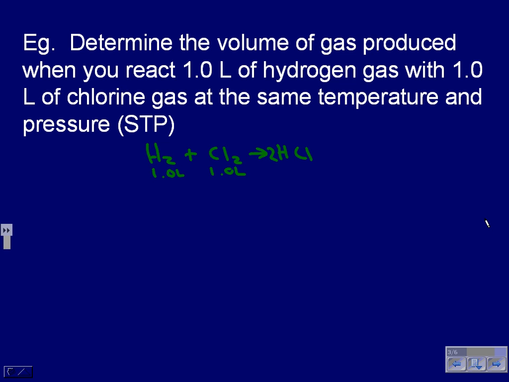What type of a problem have I got here? Yep, Esther? Limiting reagent problem. So I'm going to have to figure out how much Cl is needed, and then we're going to figure out which is limiting, and then we're going to go ahead and do that. All right, that's not a big deal.